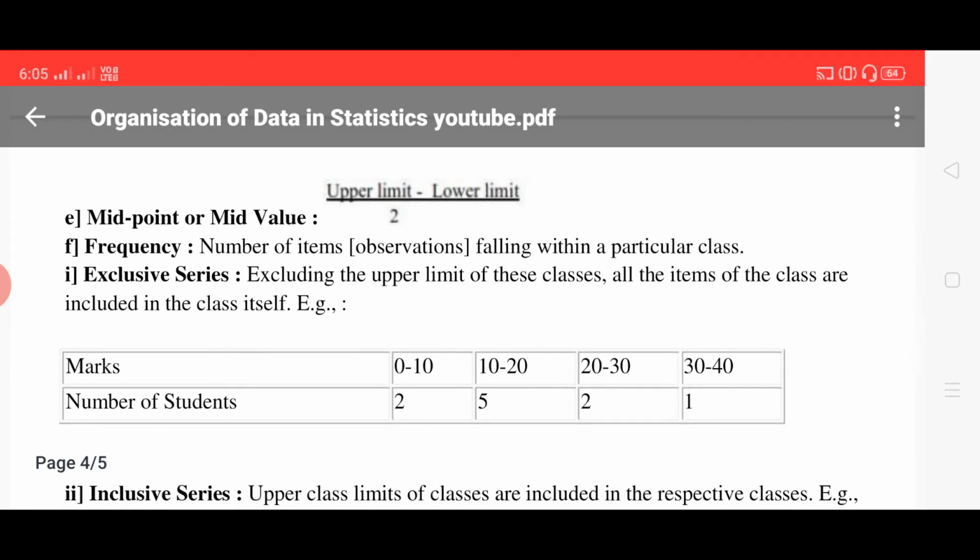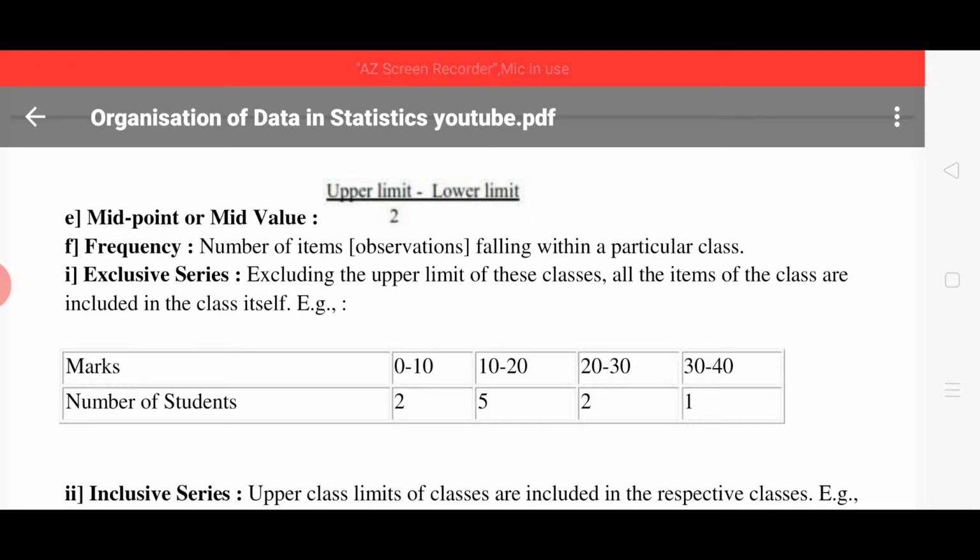How do we get the midpoint? Upper limit minus lower limit divided by 2 to get the mid value. Frequency is the number of items or observations falling within a particular class. In the example, we can see marks and number of students: 0 to 10, 10 to 20. Here the number of students is 2. What does it mean? There are 2 students who got marks between 0 to 10.